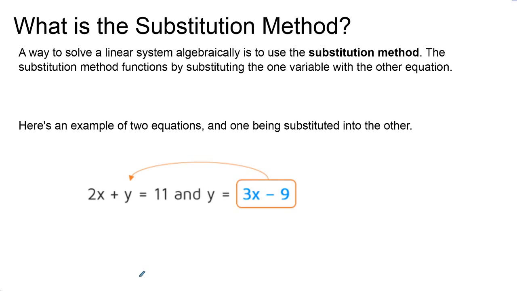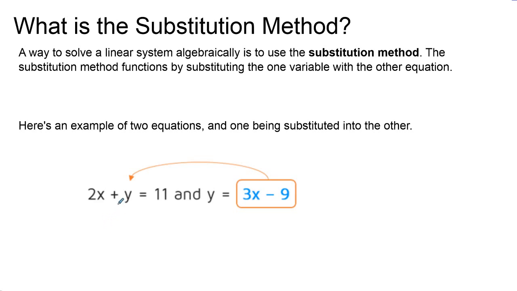So, what is the substitution method? A way to solve a linear system algebraically is the substitution method. This works by taking one of the equations and replacing part of it with the other equation. So here's an example of a substitution happening.